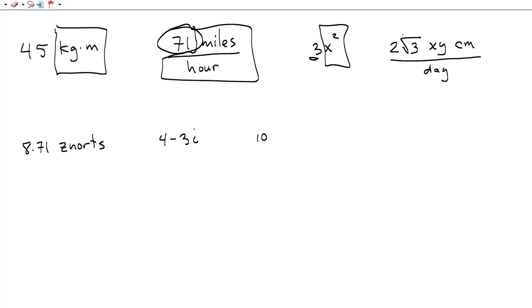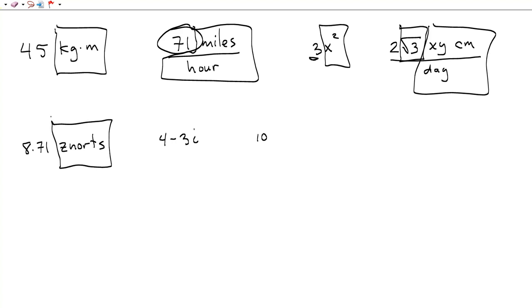Here, our number is 2, and the square root of 3 and all of this is units, but even if you're not going to use it as a decimal, the square root of 3 almost acts like a unit. Znorts, even if you don't know what the units are, you have 8.71 of this sort of thing. Now this one is a little bit complicated because you have a number 4 that actually has no units, which is very, very rare. And we have a number 3i. I, in this case, the imaginary number, is the units.